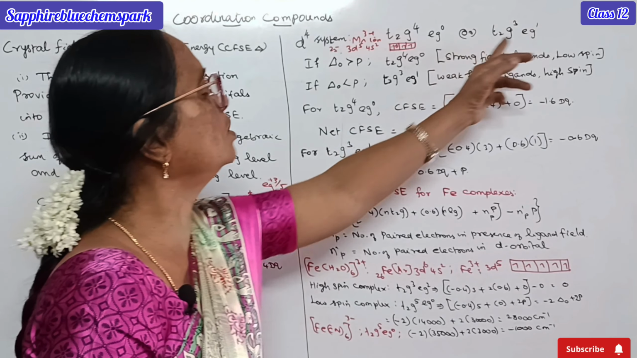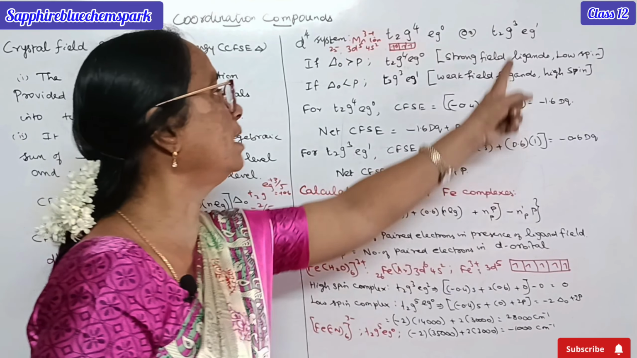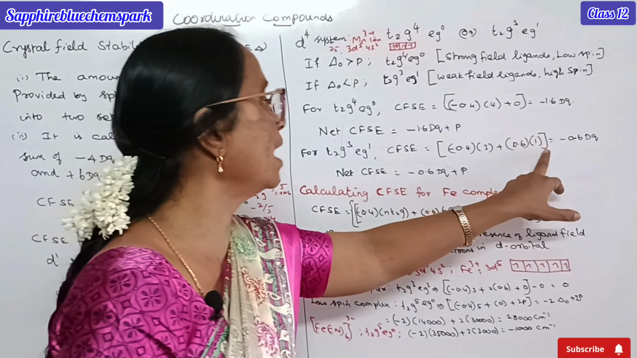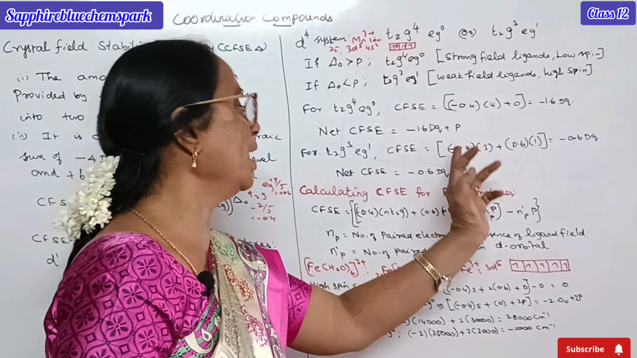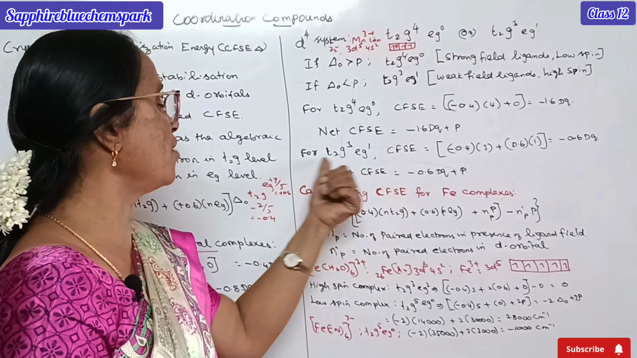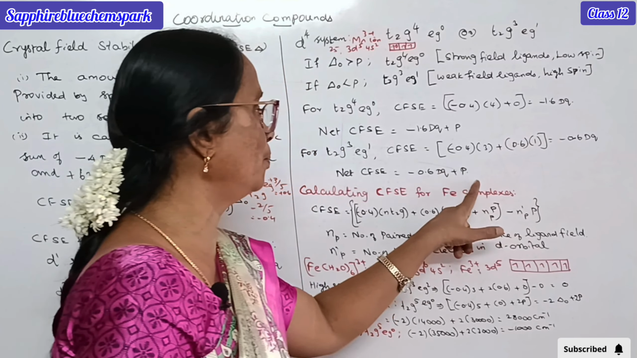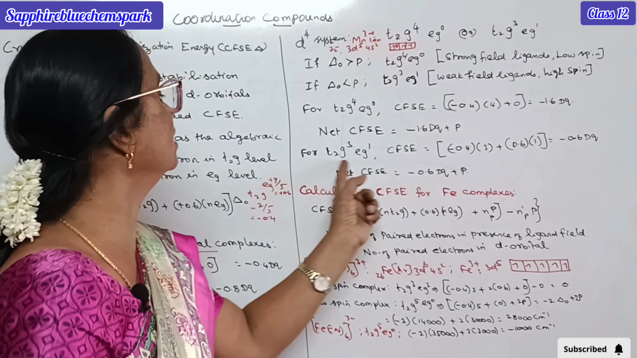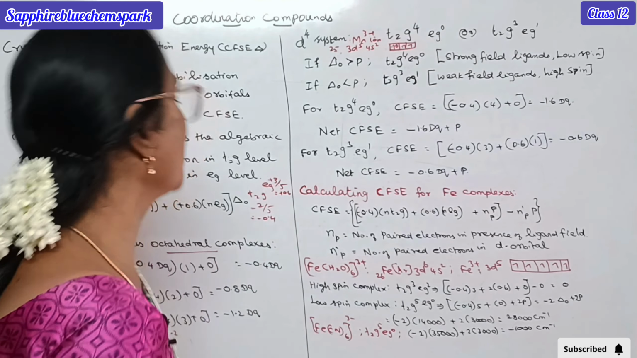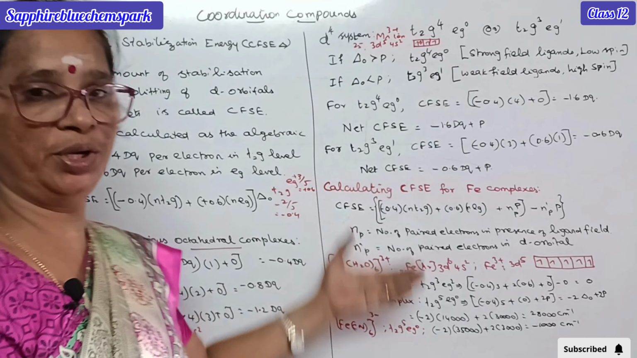Suppose I have the t2g3 eg1 orbital, now what happens? The 3 electrons are in the lower energy state and 1 electron in the higher energy state. The lower energy state becomes minus 1.2, the higher energy state becomes plus 0.6. Minus 1.2 plus 0.6 makes minus 0.6 delta o. So for this type of complex, the net CFSE equals the crystal field stabilization energy plus pairing energy. And you may find in this case none of the electrons is paired up, so the pairing energy becomes equal to 0. Correct? Okay.